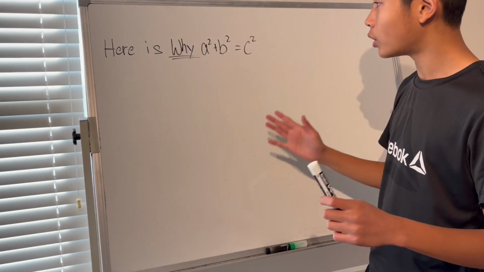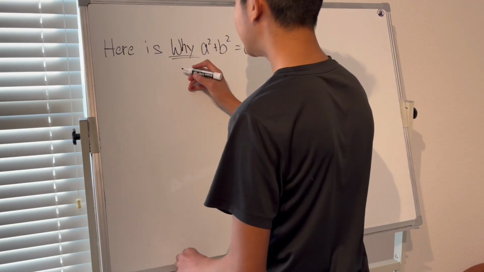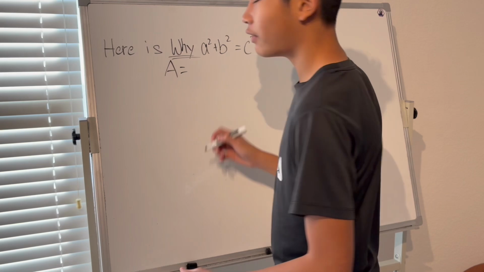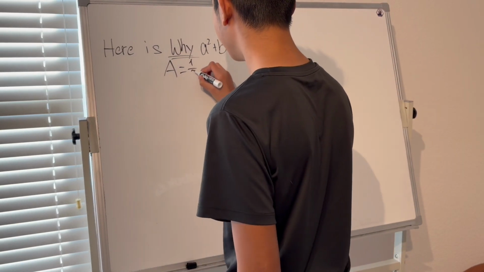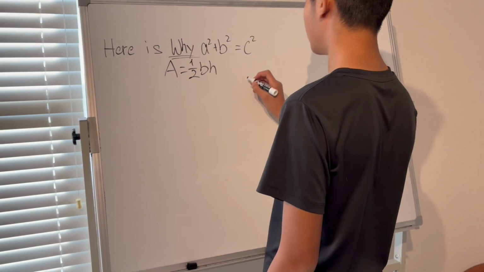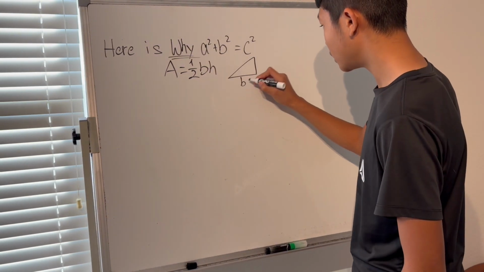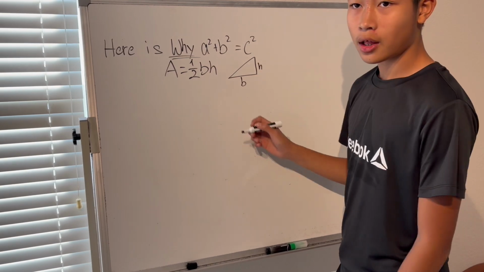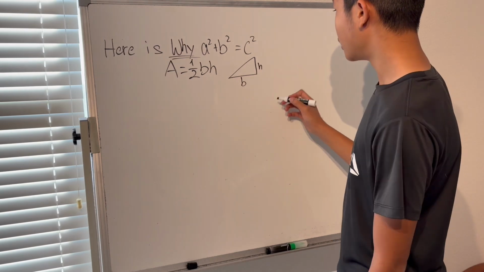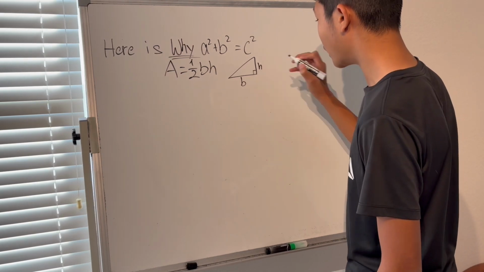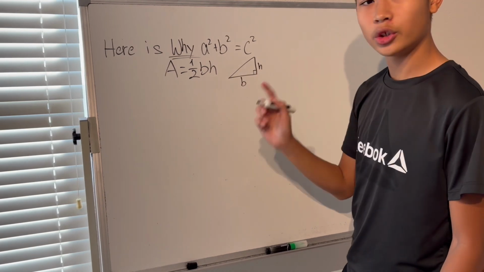So here is why this theorem is true. Let's calculate the area of a triangle. What's the area of a triangle? 1/2 base times height, right? 1/2 base and height. So let's draw a triangle. This is the base, this is the height. And we don't really need the hypotenuse to calculate the area. So this is a right triangle, base times height, divide by 2, you get the area.